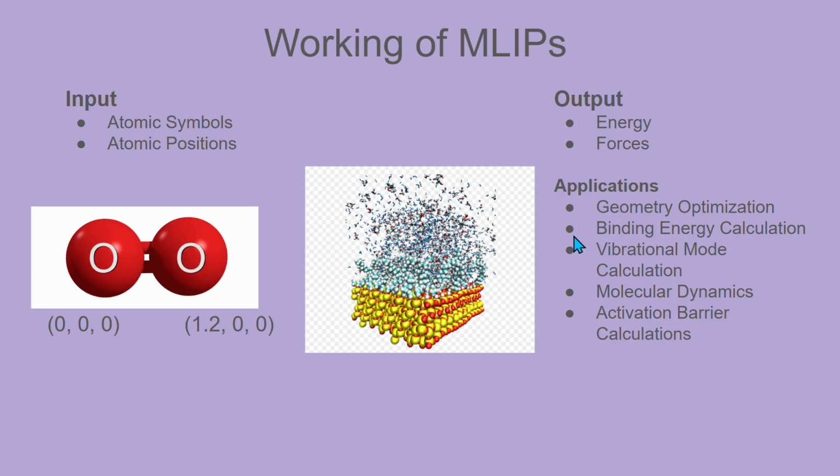Here's the basic idea. We feed the model the positions and types of atoms in a molecule. The output tells us the total energy and the forces acting on each atom. From there, we can figure out how the atoms move, how they settle into stable shapes, and how strongly two molecules might attach to each other. This makes MLIPs powerful tools for studying chemistry in a virtual environment.